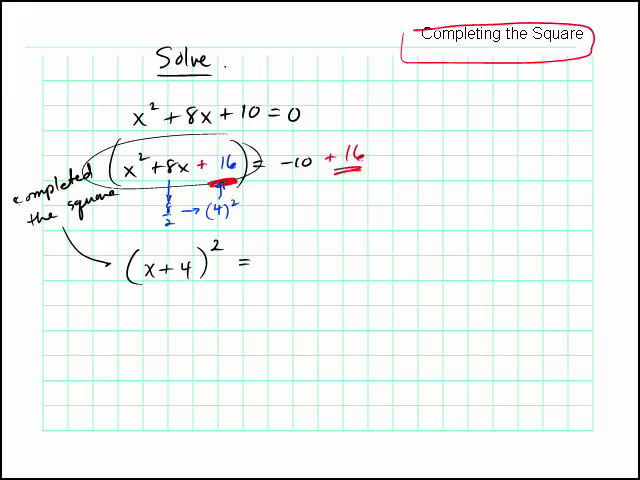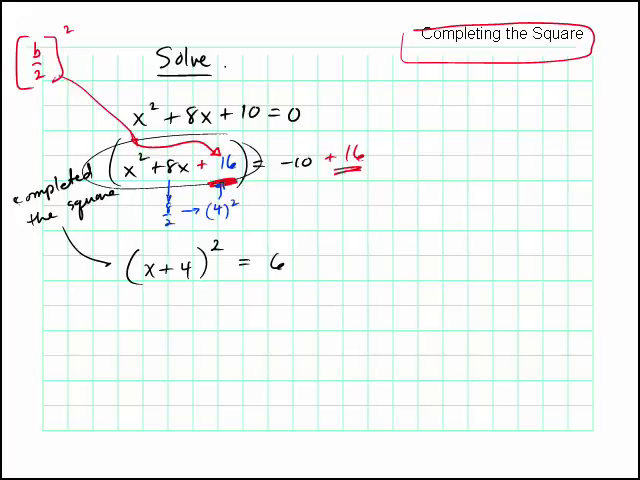And on the right side we have 6. This process always works where we take b and divide it by 2 and then we square the result. It's actually this number right here. You take b, you divide by 2, and you square the result. That will always make the left side factor to a perfect square.